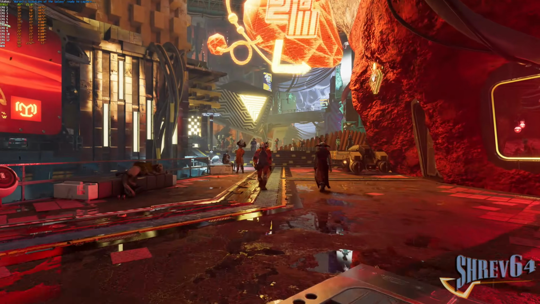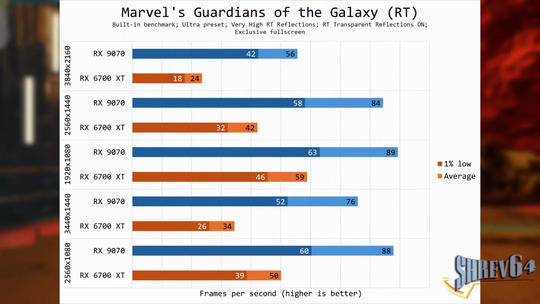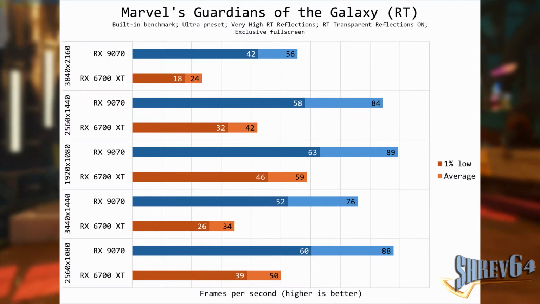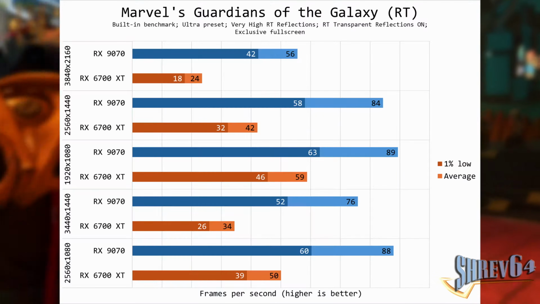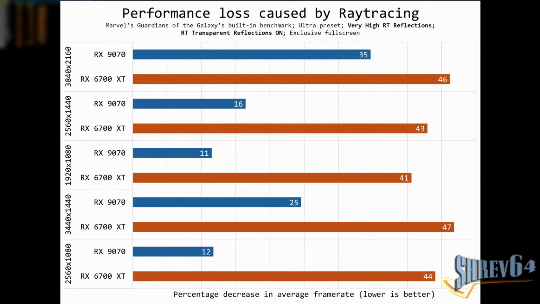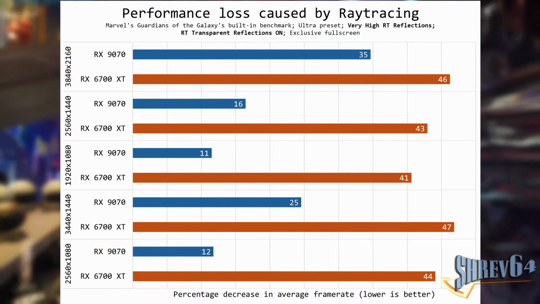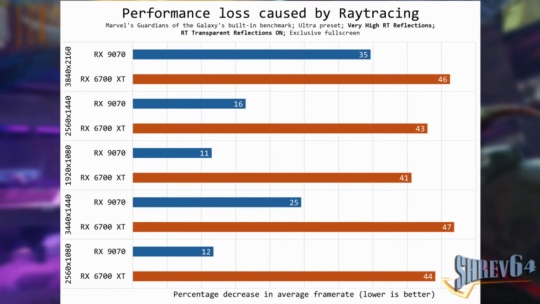Guardians of the Galaxy with ray tracing is a more optimistic ordeal. The 9070 is still a great improvement over the 6700 XT here, with it being at least a 50% improvement at 1080p and more than twice as much at 2160p. The performance loss observed is also much lower with the 9070, making ray-traced gameplay a much more reasonable endeavor.